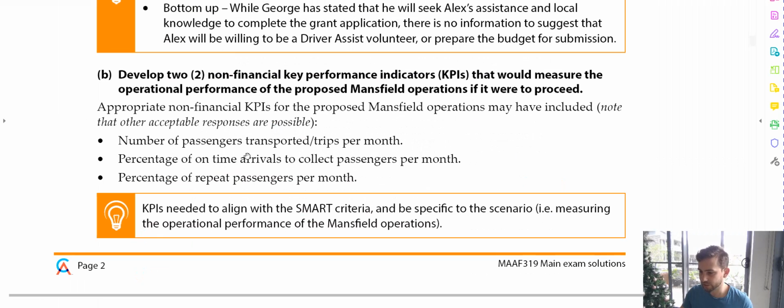So number of passengers transported, trips per month. Now see how it's not saying change in number of passengers transported. It's just locking in a single data point. Percentage of on-time arrivals to collect passengers per month. Now you might be saying, oh, but they've used percentage. Well, that's still okay because percentage is still a single data point. It would be an issue if they said change in percentage of on-time arrivals to collect passengers per month.